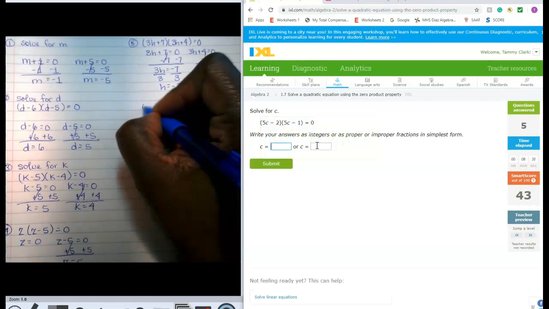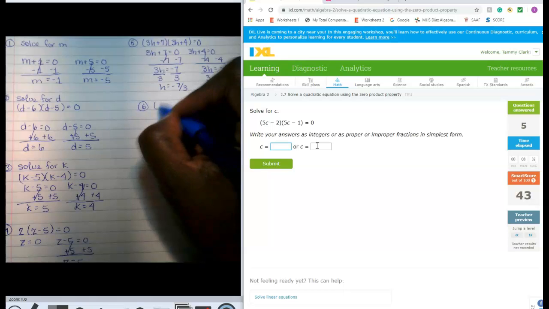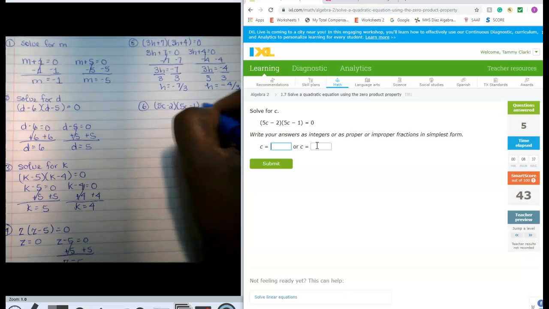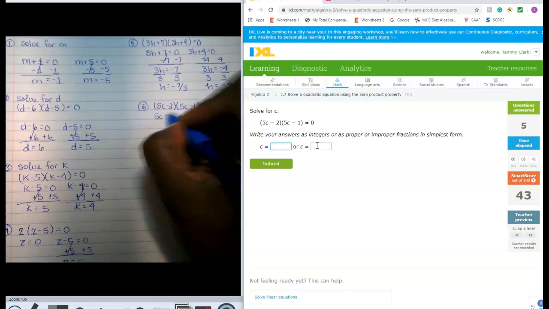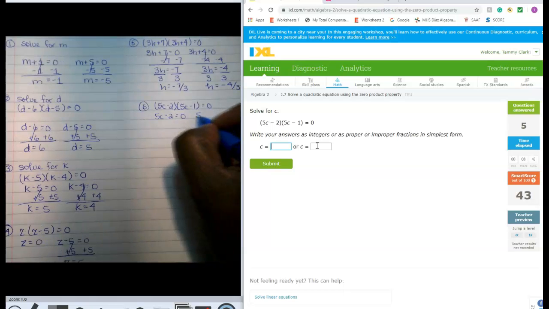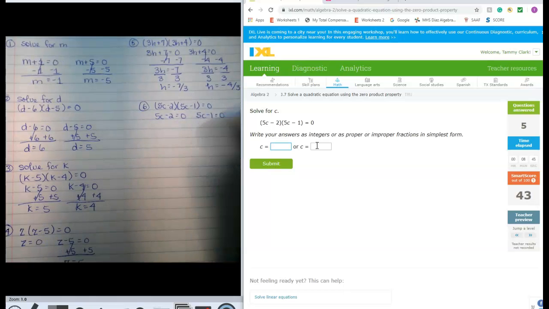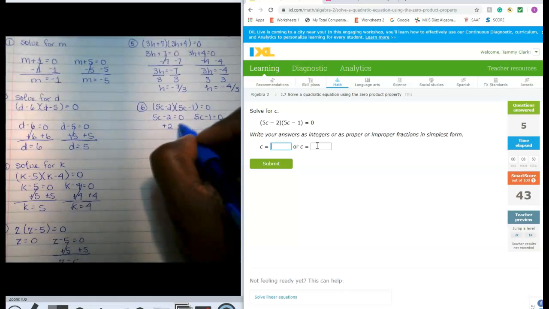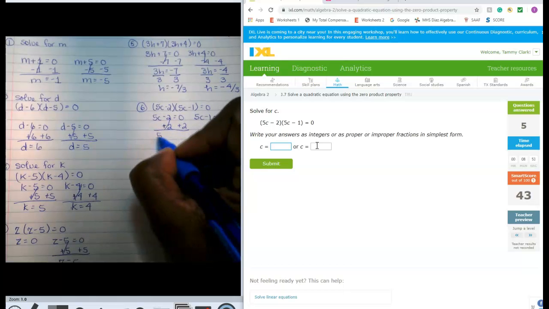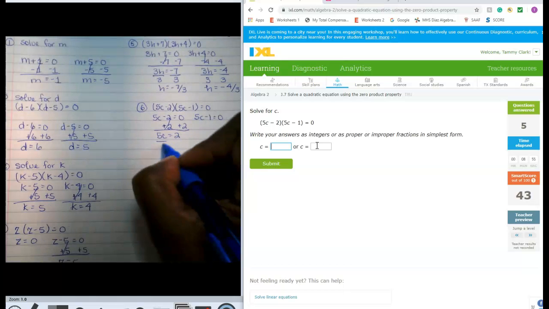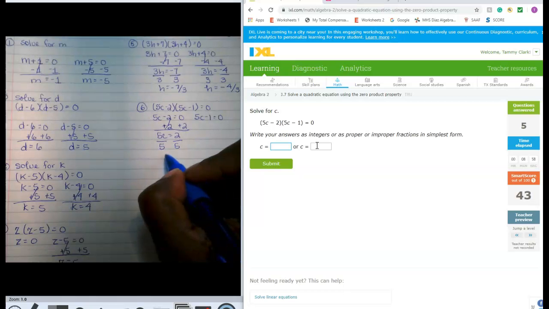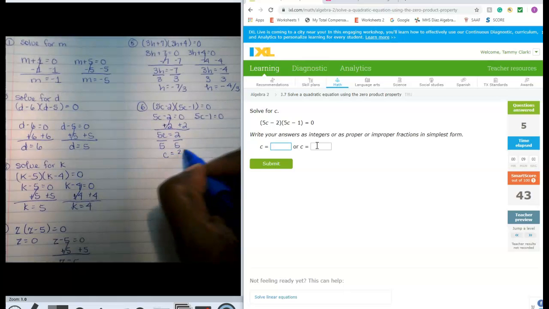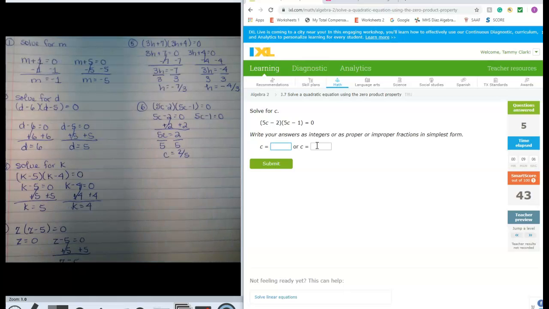Let's look at number 6. We've got 5c minus 2 multiplied by 5c minus 1 equals 0. Set them both equal to 0 and solve. So to eliminate negative 2, we're going to add 2 to both sides of the equation. We've got 5c is equal to 2. We don't want 5c, we just want c. So we're going to divide by the number in front of the c, which happens to be 5. And we're going to do that on both sides of the equation. So c is equal to 2/5.